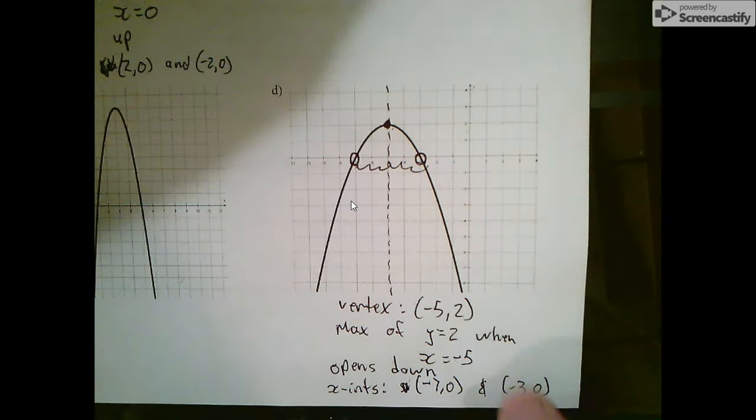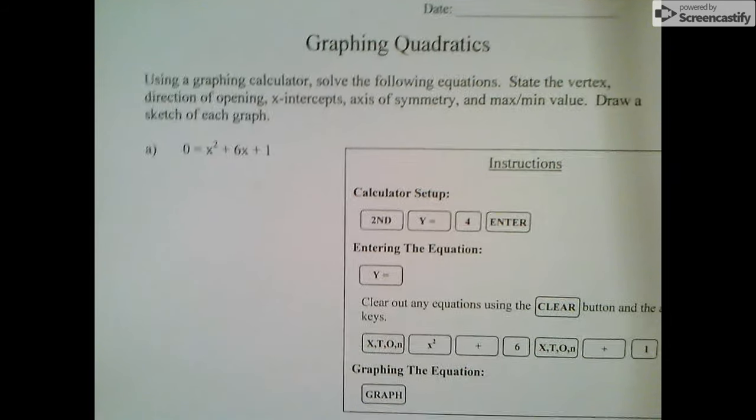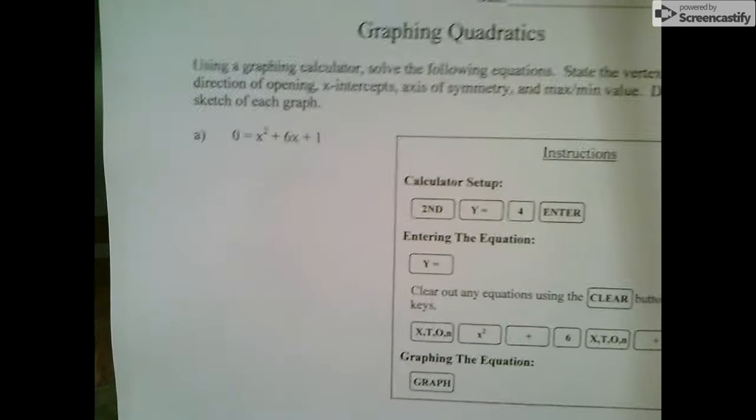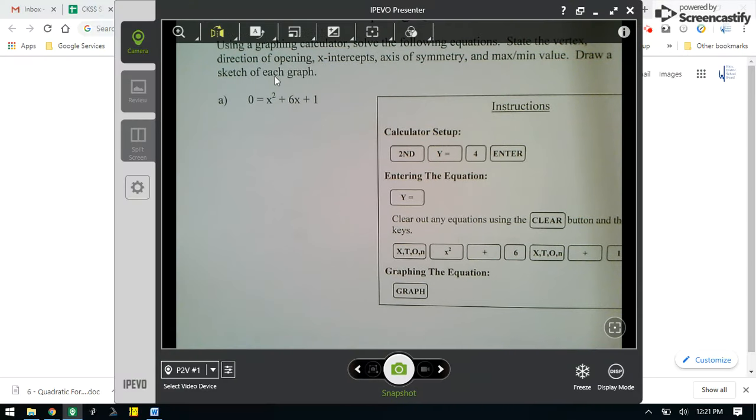It says, using a graphing calculator, solve the following equations. State the vertex, direction of opening, x-intercepts, axis of symmetry, and max-min value. Draw a sketch of each graph. Okay, so here's what we're going to do. We are going to first go to desmos.com or open the app on our phone.